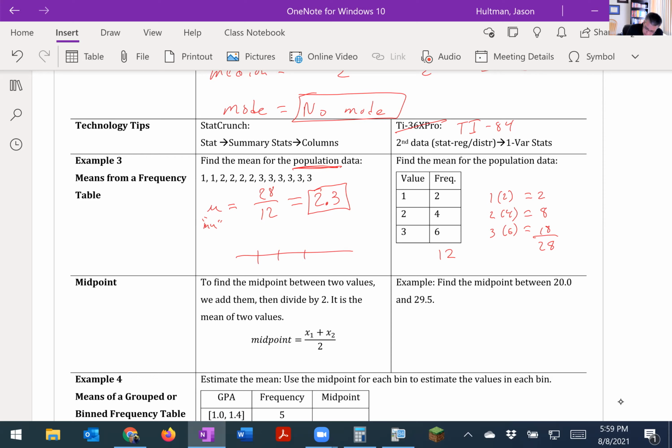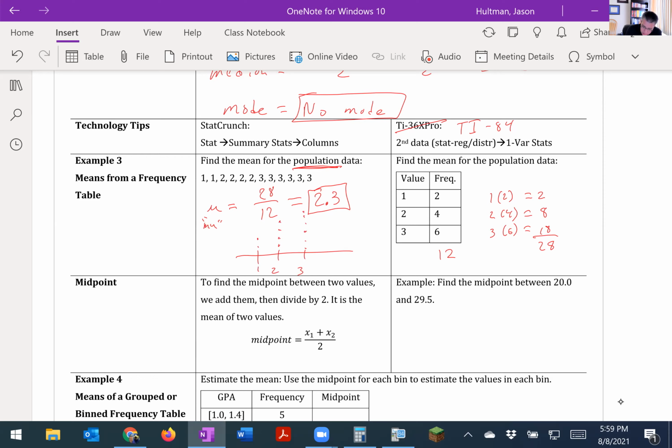So 1, 2, and 3, we had two 1s, we had 1, 2, 3, 4 2s, and we had 1, 2, 3, 4, 5, 6 3s. Okay, and so we can see that the data would be balanced. Okay, balanced at 2.3. So mu is about 2.3 there.